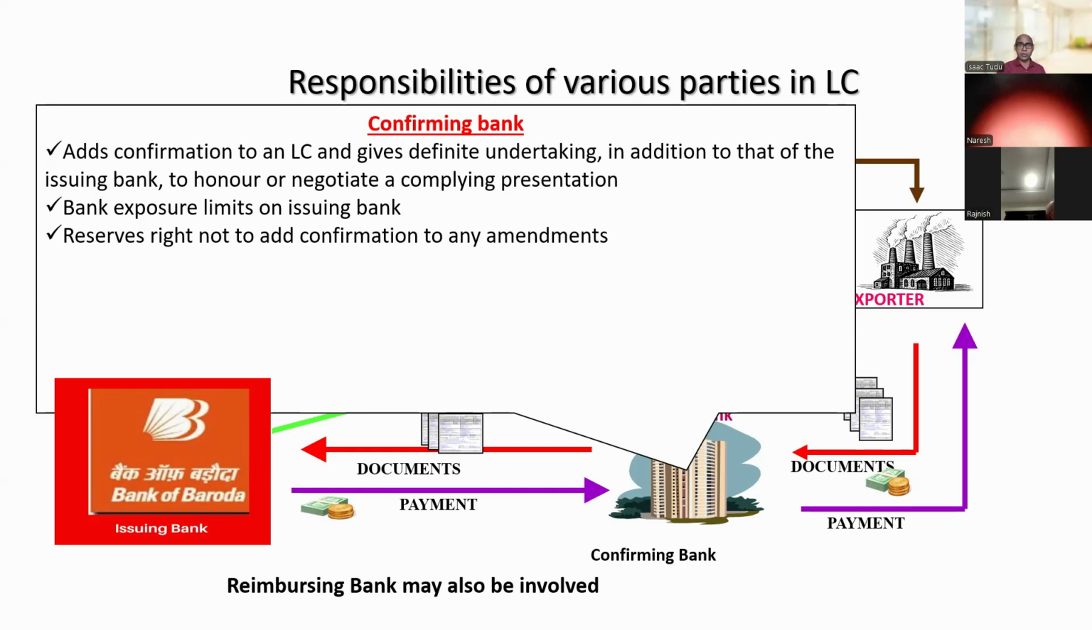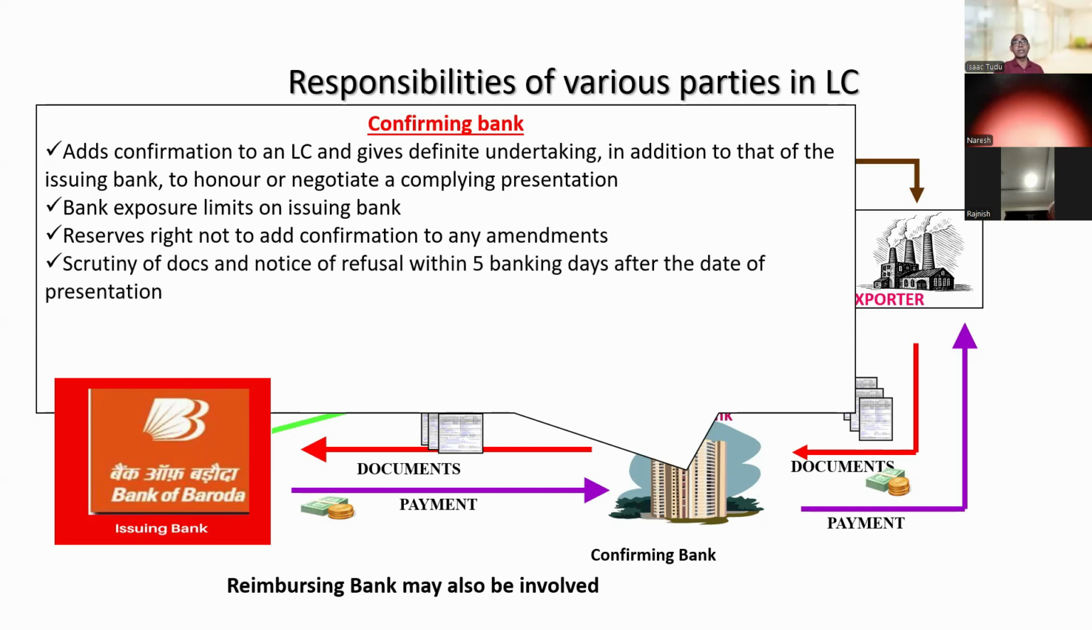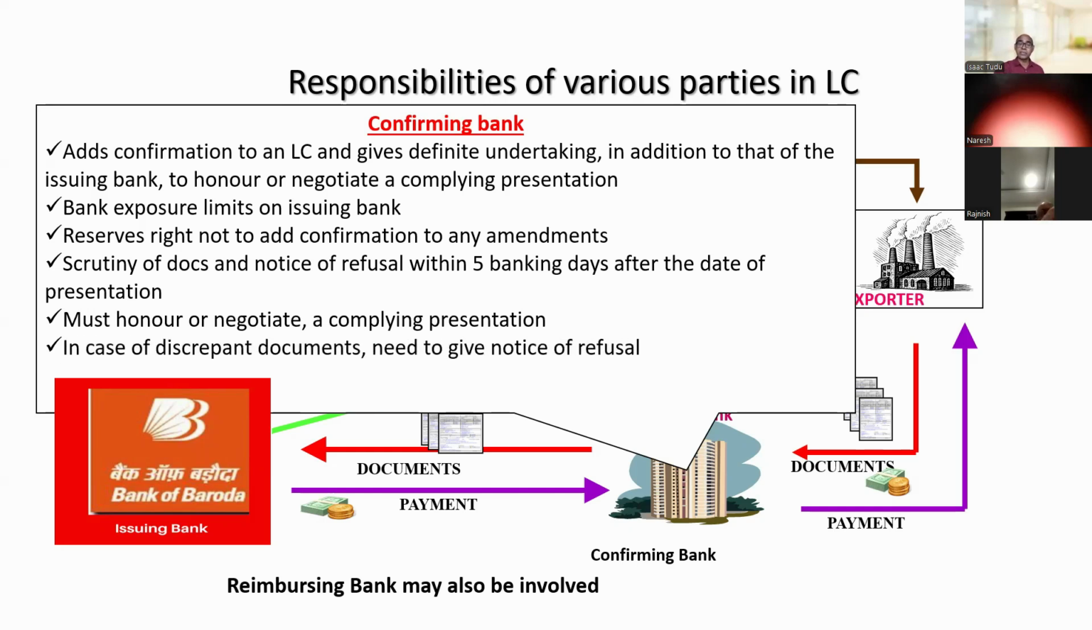So when you deal with the LC, you need to be careful while you agree to LC as a payment term. And obviously the confirming bank will also have a maximum of 5 banking days for scrutiny of the documents. Okay. And if documents are complying, they must honor, they do not have any choice. And if discrepancies are there, they will give a refusal notice, right?